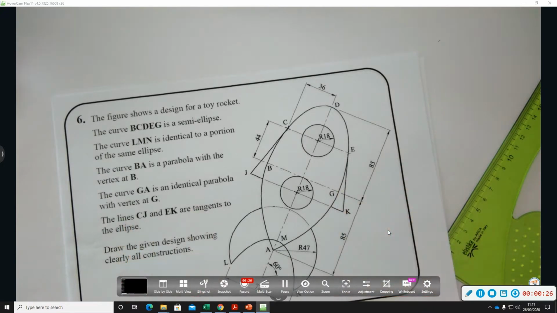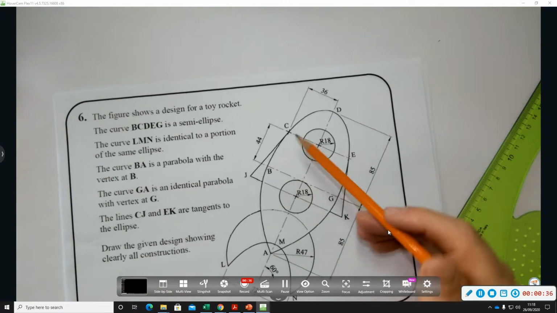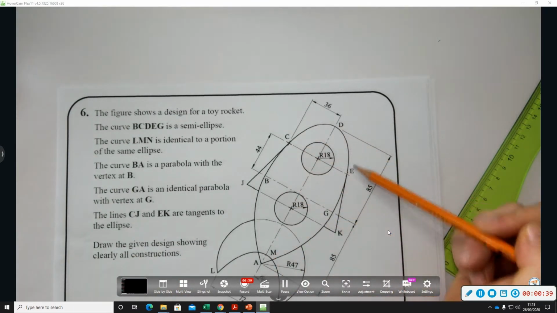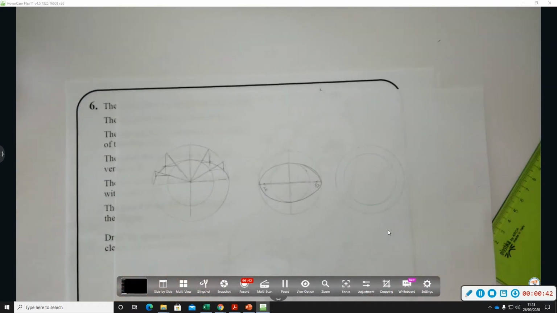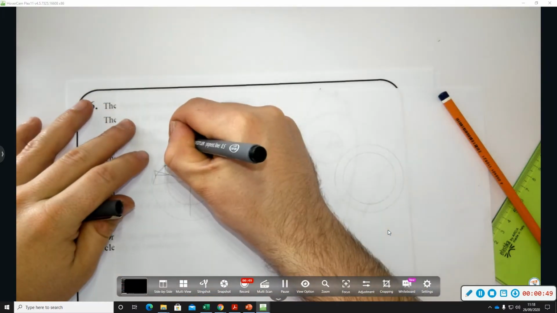The lines CG and EK are tangents to the ellipse. Draw the given design showing clearly all constructions. So we're going to start with the same ellipse BCDEG. It's always a good thing to sketch out what you know about the problem if you're just learning this homework stuff. So concentric circles are drawn on the ellipse.